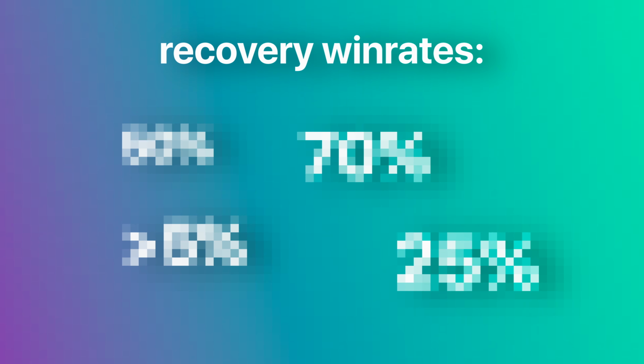Recovery win rates. Here's what actually matters, ranked easiest to hardest. Shadow ban, easiest. Resolvable in literally under 24 hours. No appeal process usually needed. Community guidelines, 40 to 50% appeal win rate. Best odds of the hard bans.